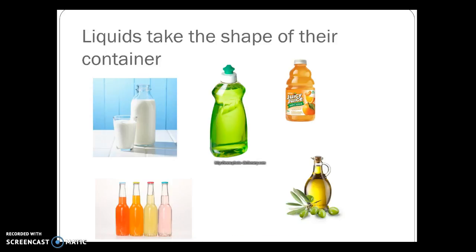Liquids take the shape of their container. In these pictures, you can see different containers holding different liquids, and that the liquids form the shape of the container. So here we have the milk that takes the shape of this container. Here we have soap, which takes the shape of this soap dispenser. We have juice, which takes the shape of this container where it's got these curves. This is oil, cooking oil. It takes the shape of this jug. And then here are some examples of soda bottles, and the soda is taking the shape of those bottles as well.